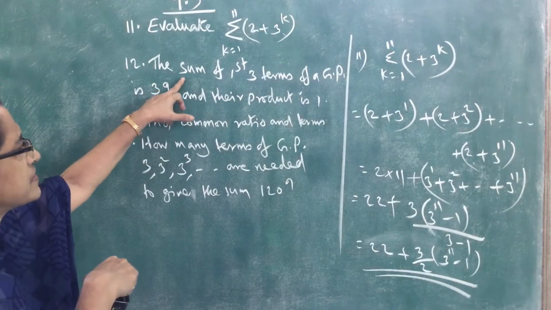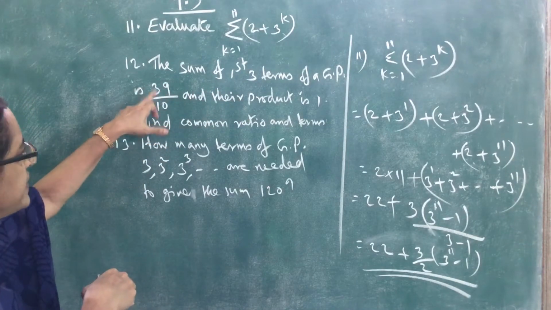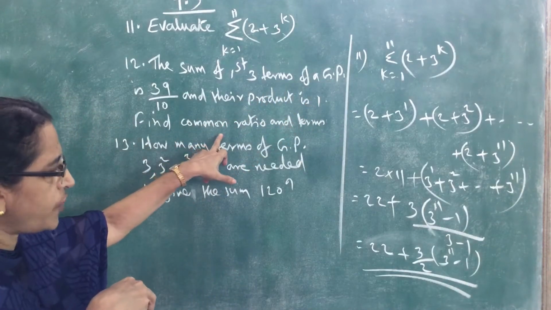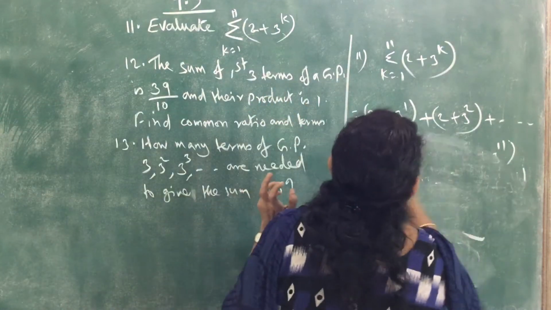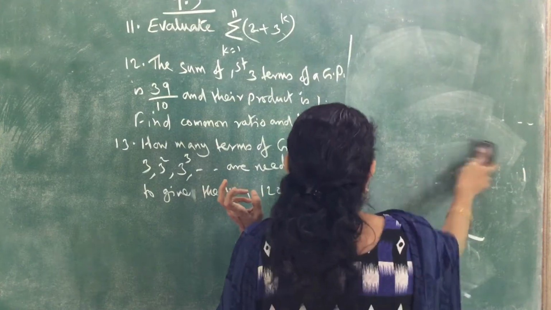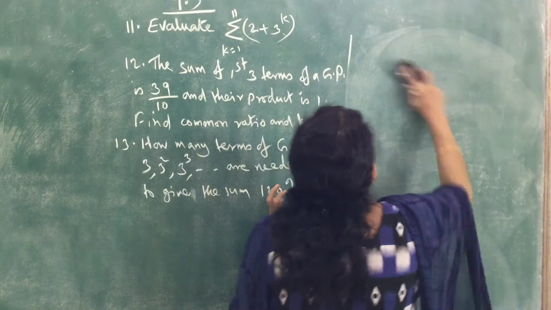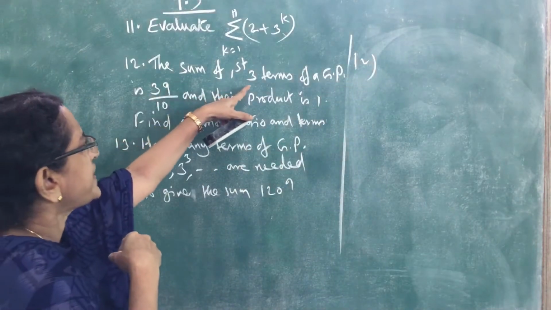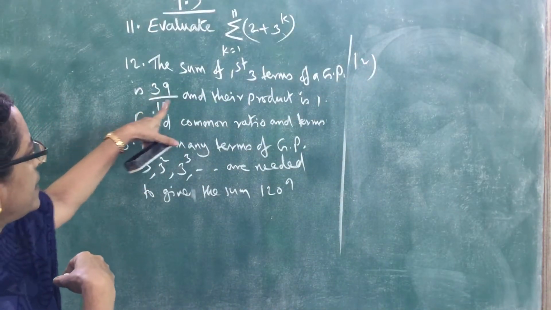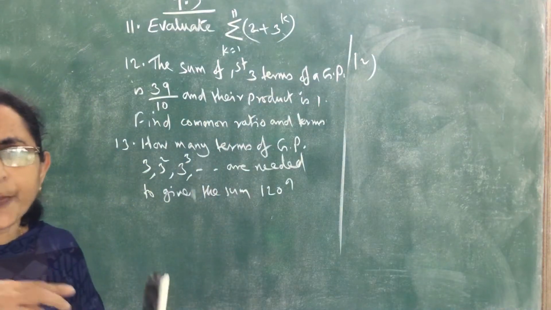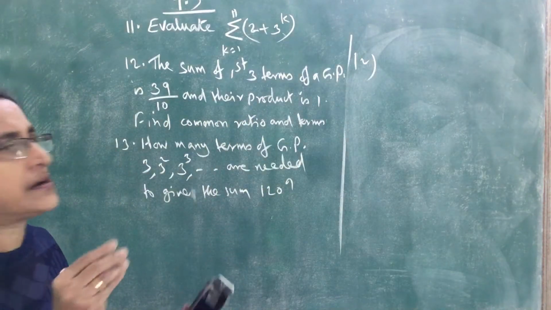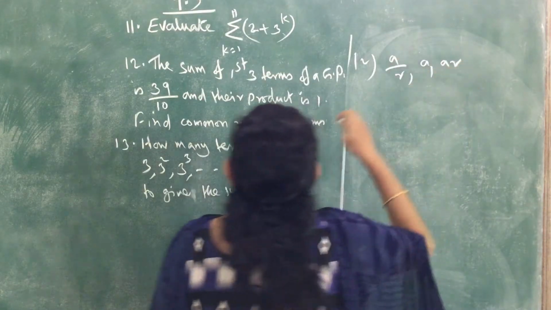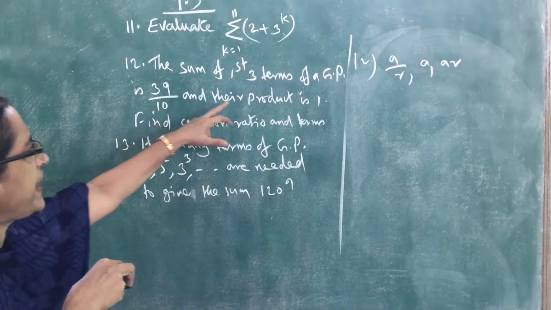Now the 12th one. The sum of first 3 terms of a GP is 39 by 10 and their product is 1. Find the common ratio and the terms. Product 1 means we can take the terms as a by r, a, ar. These are the 3 terms of the GP, and their product is 1.